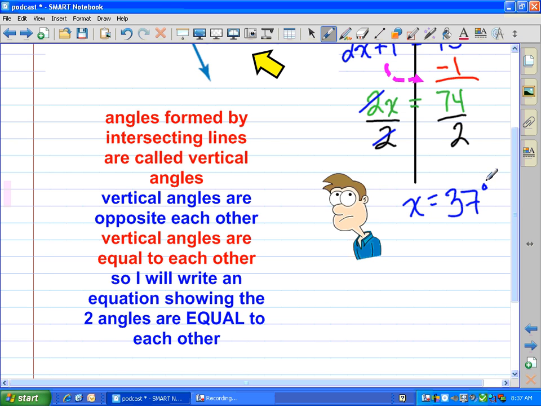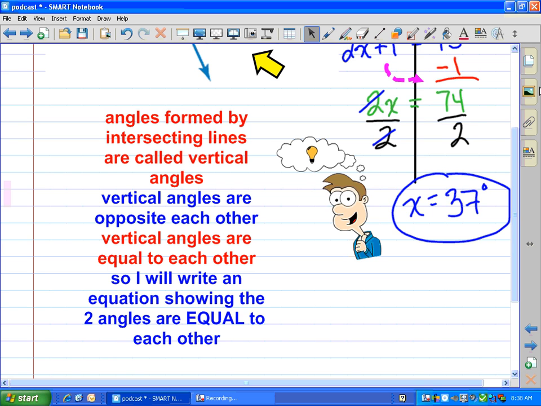Check my math. If I'm wrong, let me know, and you'll get a Jolly Rancher. If I'm right, then I get a Jolly Rancher. So I'm going to say x equals 37 degrees.